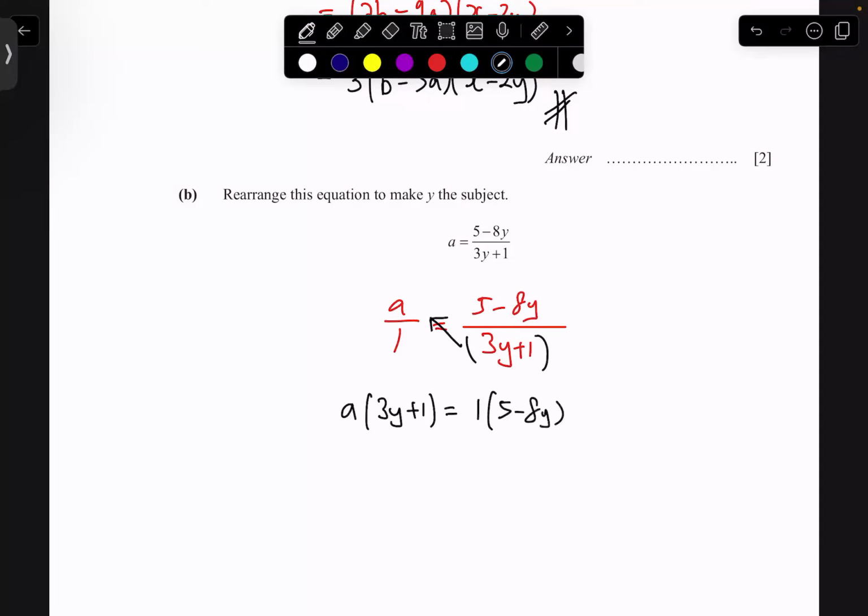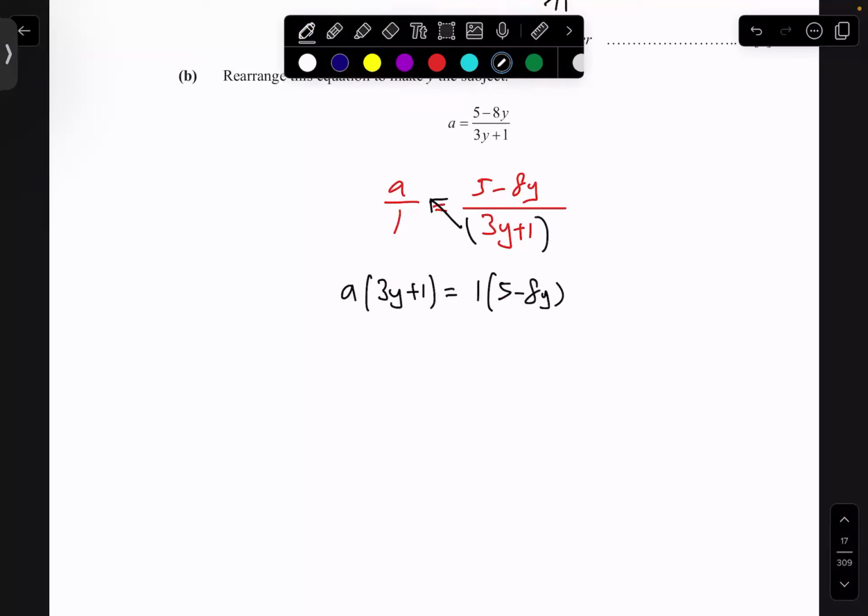But 1 times doesn't really matter. Okay, so it's just the same thing. Now, if we expand in the a, we'll have 3ay plus a equals to 5 minus 8y. Now remember, you want to make y the subject. There's a y down here, there's a y down here. Y cannot exist at two different sides. They must all be on the same side. So what is going to happen?